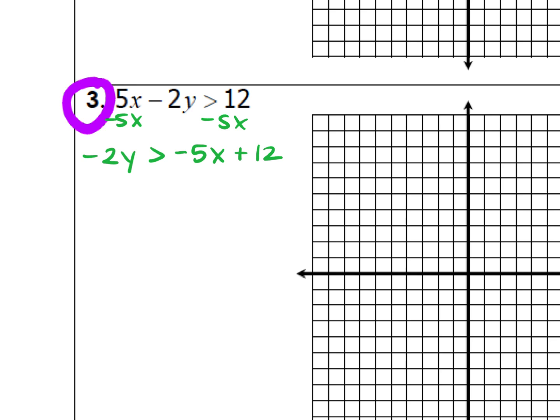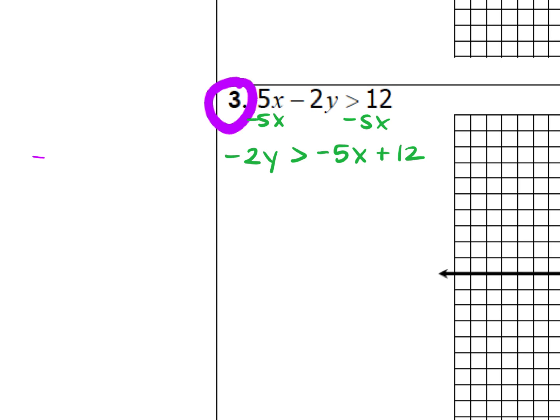What if this was an equal sign? Negative 2y equals negative 5x plus 12. What would you do next? How do you get y by itself? Not subtract, divide. These are multiplied right now. So you do the opposite. So we're going to divide by what? Negative 2. What happens when you divide by a negative?